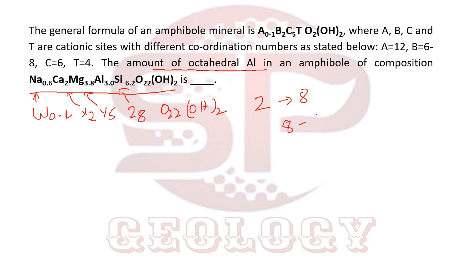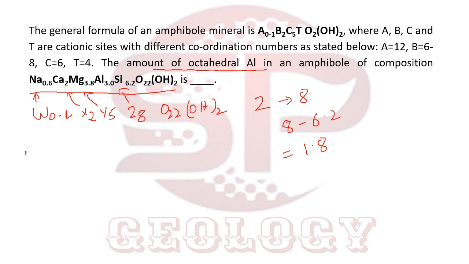So what more do we require? 8 minus 6.2 will be 1.8. So that means 1.8 fraction of aluminum is present in the tetrahedral site.